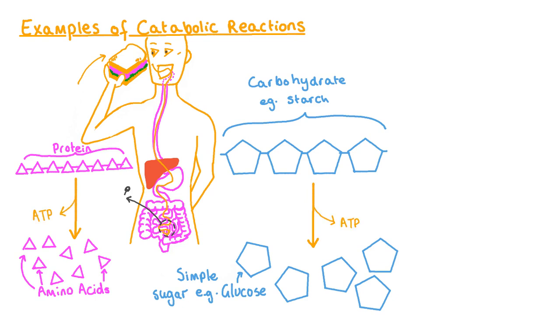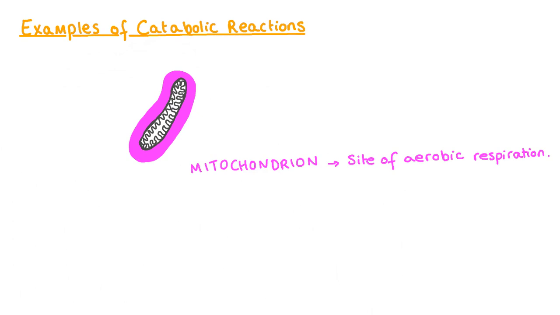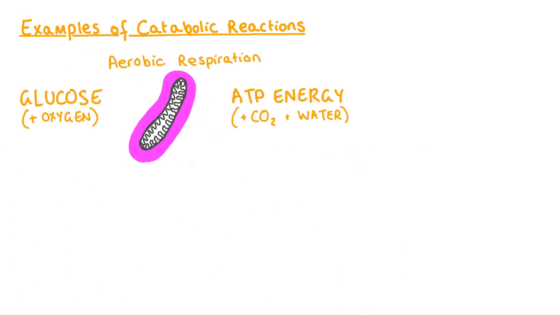Both of these processes release energy, and the glucose specifically can either be stored or it can be further metabolized in a process called aerobic respiration. This diagram is of a mitochondrion, the site of aerobic respiration in human cells. Aerobic respiration breaks down glucose to release energy, which is stored as ATP. So this process is another example of a catabolic reaction.